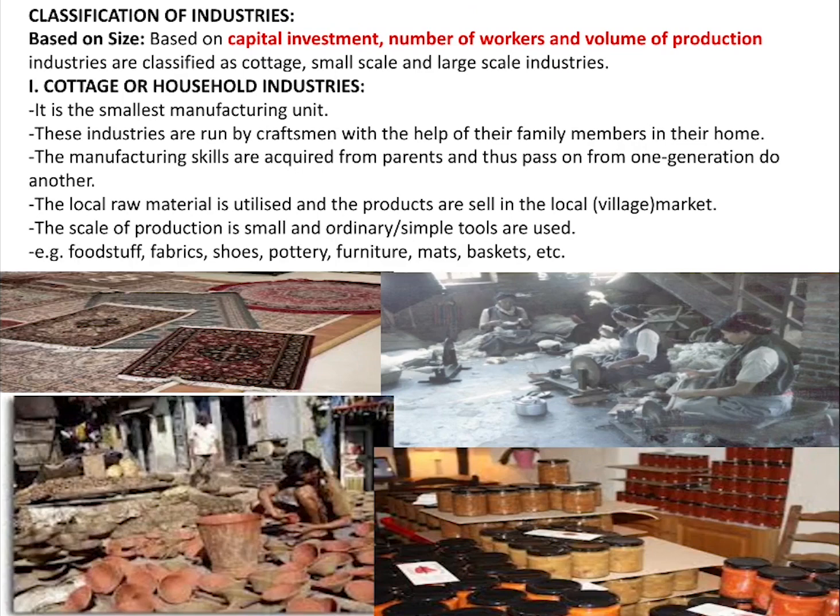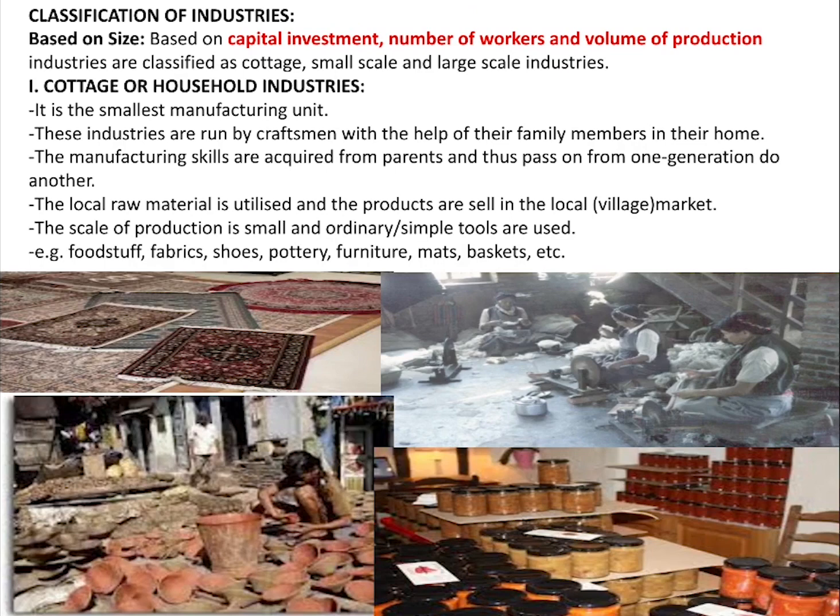The industries in the world are classified on different bases. The following are the classification of industries. Industries are classified based on size, based on input or raw material use. Third one is based on output, and fourth one is based on ownership. These are the classification of industries on different bases. The first one is classification of industries based on size.